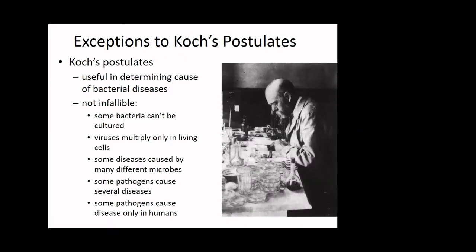So Koch's postulates don't always work. Some bacteria can't be cultured. If it's a virus, they only multiply inside living cells. So if you don't know you're looking for a virus and don't grow the host cells, you won't be able to grow the virus. Some diseases can be caused by many different microbes. Some microbes can cause many different diseases. And some pathogens only cause disease in humans. So working with them in a lab and in laboratory animals isn't going to help us at all.